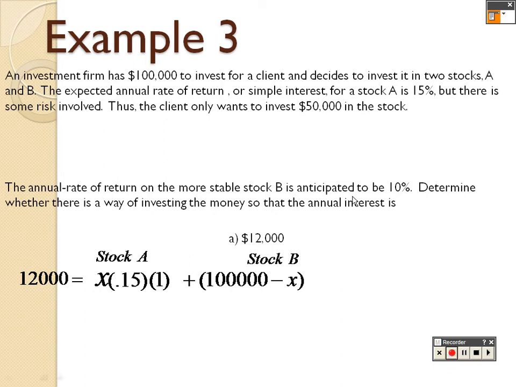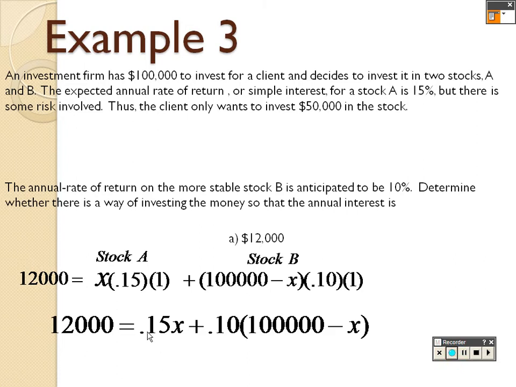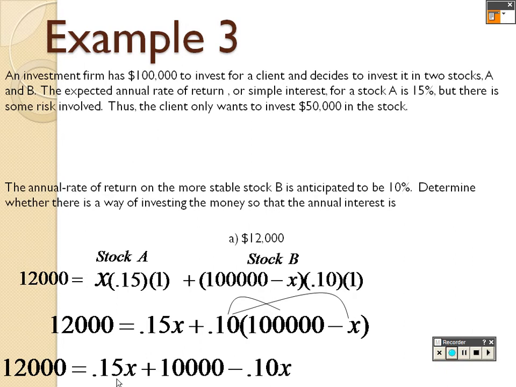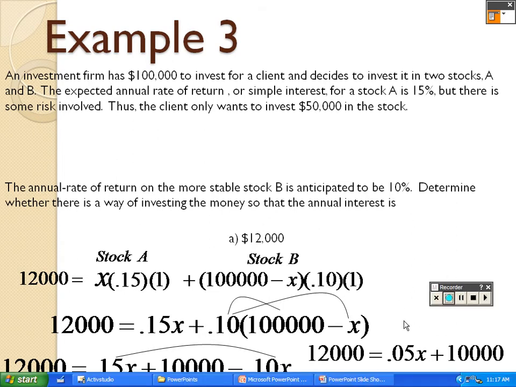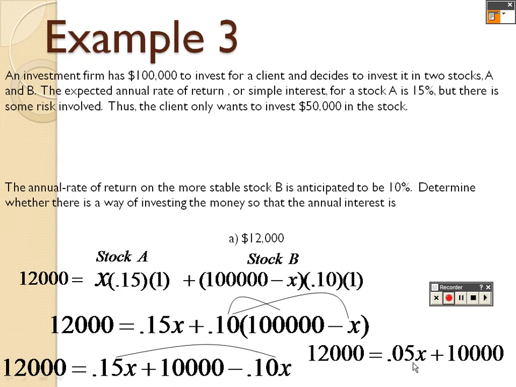And stock B is at 10% for 1 year. So here's the formula: 0.15x, because 1 times 0.15 times x is 0.15x. Then I have to distribute through: 0.1 times 100,000 and 0.1 times a negative x. So I have 0.15x plus 10,000 minus 0.10x. So 0.15x minus 0.10x, those two I can combine together. And when I combine them, I have 0.05x plus 10,000 equals 12,000.